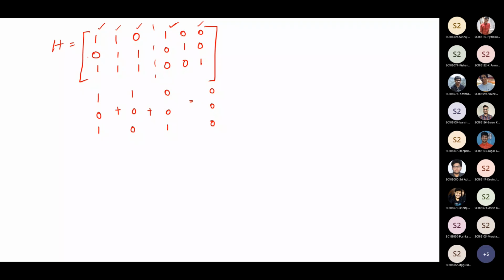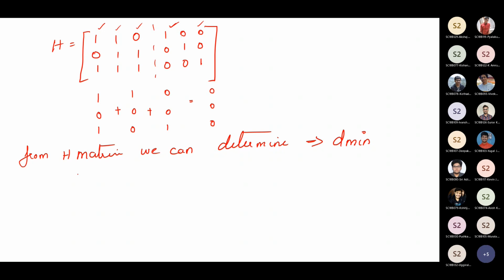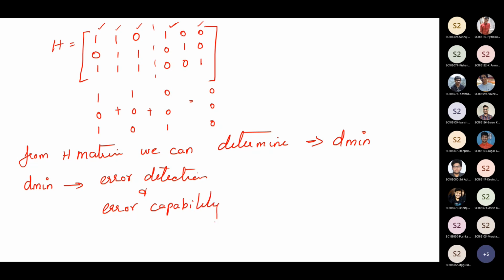Is this point clear? So from the H matrix we can determine D minimum, because D minimum tells us the error detection and error correction capability of an N comma K block code.